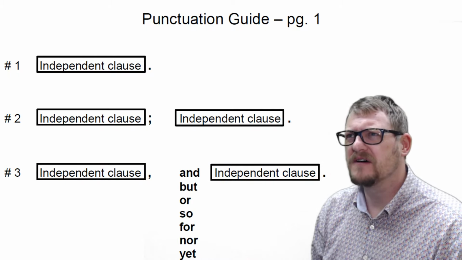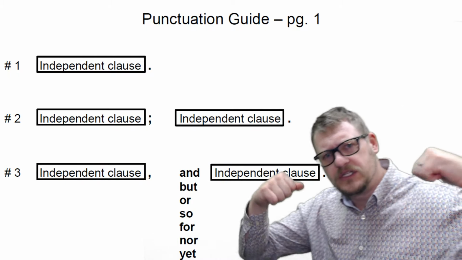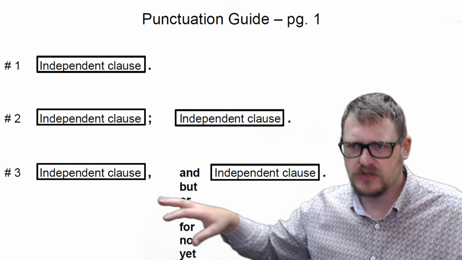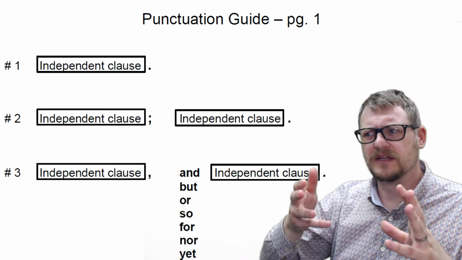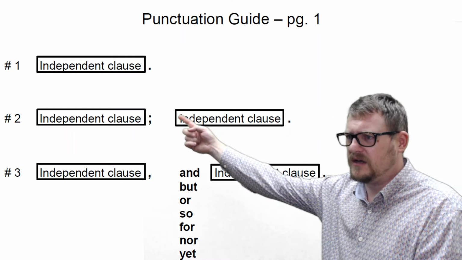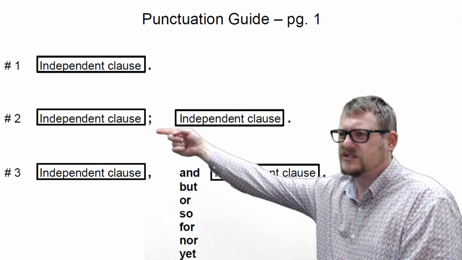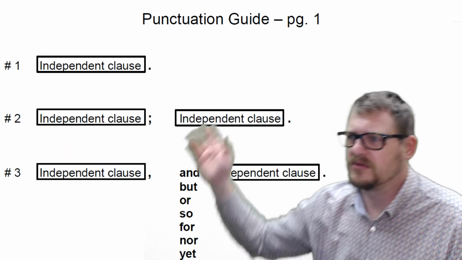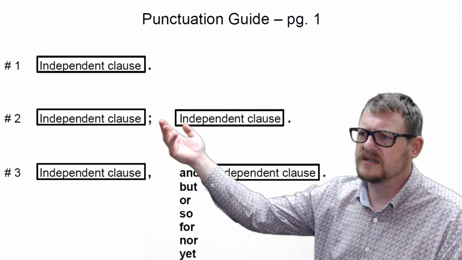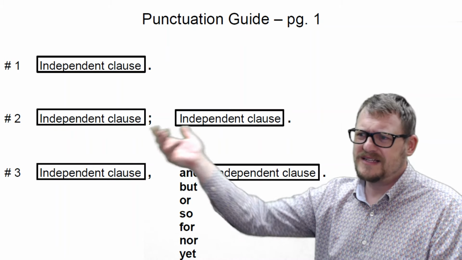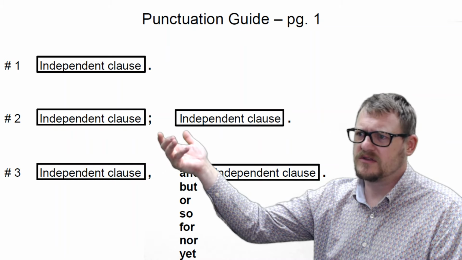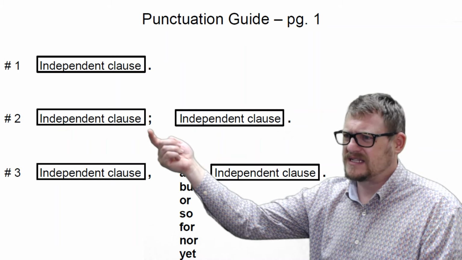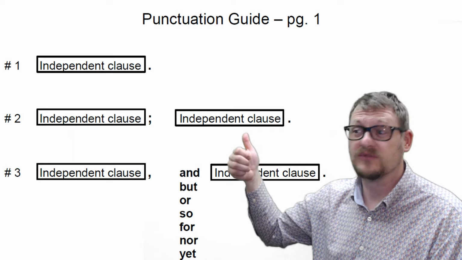Well, you can think of the period as the strongest one. It's going to really divide the sentences up. There's no relationship, there's nothing going on between them. The semicolon is sort of a period and sort of a comma. So it's not as weak as the comma, and it's not as strong as the period. So it shows that there's not as much of a difference between these two sentences. So this might be something like, I felt really sick last night; I found out I had the flu.